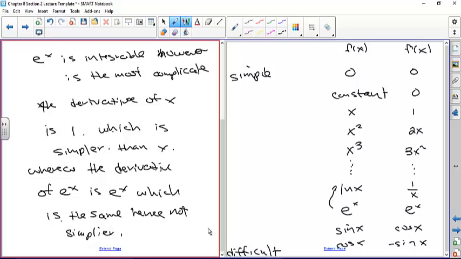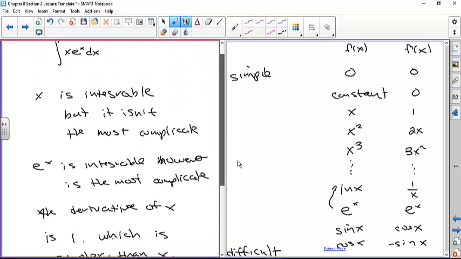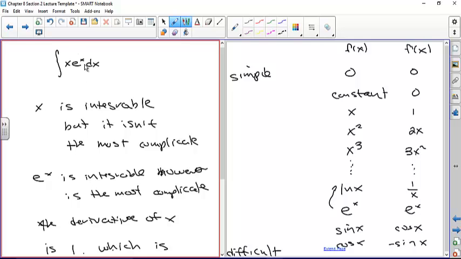Anyway, that's the basic concept here: you take your original expression and look at the parts. u is the part of the function whose derivative is simpler than the original function. The dv is the most difficult function that I can integrate using the tables. Okay, so we'll continue on with that next time.